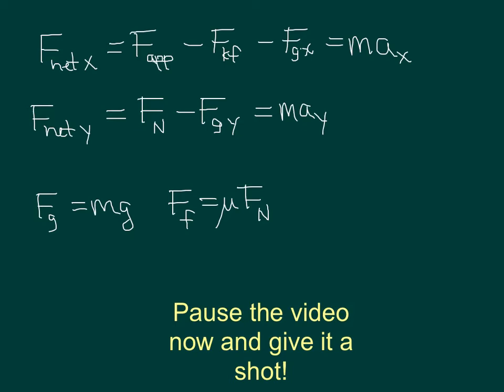If you notice from your force diagrams, you can see that the net force in the x direction depends on the applied force by the tow rope minus the force of kinetic friction minus the force of gravity's x component, and that will cause the mass of the skier to accelerate. If you look at the forces in the y direction, that's the normal force minus gravity's y component equals m times a in the y, which is 0. Also note that the force of gravity is mg and the force of friction is mu times the normal. Now pause the video and give it a shot.